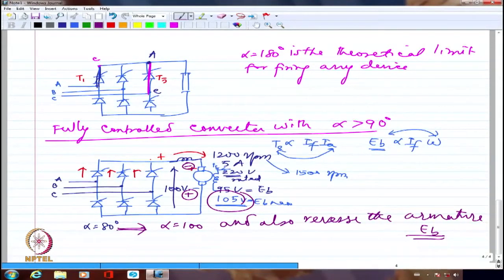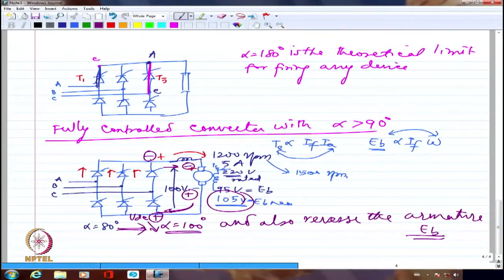So, if I make alpha equal to 100 degrees, now imagine I am going to have plus here and minus here for the VDC after alpha becomes 100 degrees. Now, I have reversed this as well. I have reversed this as well. Now, from here to here, the current will flow. The current direction has not reversed. The voltage has reversed.